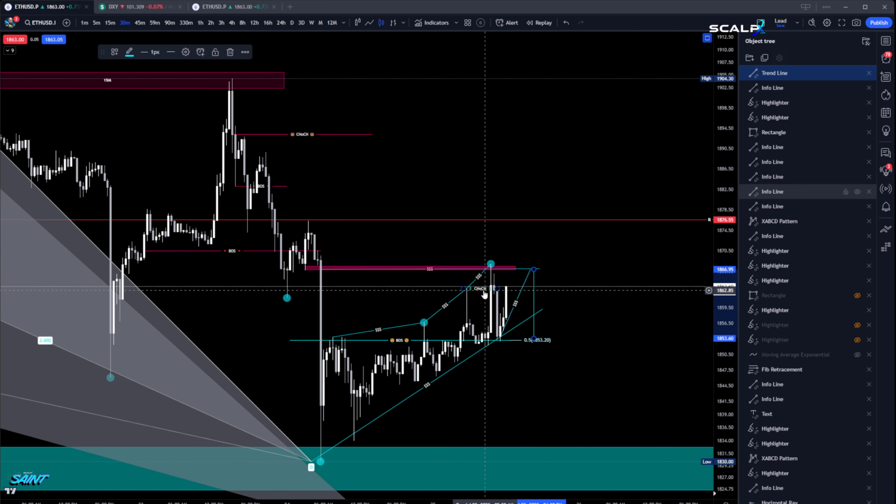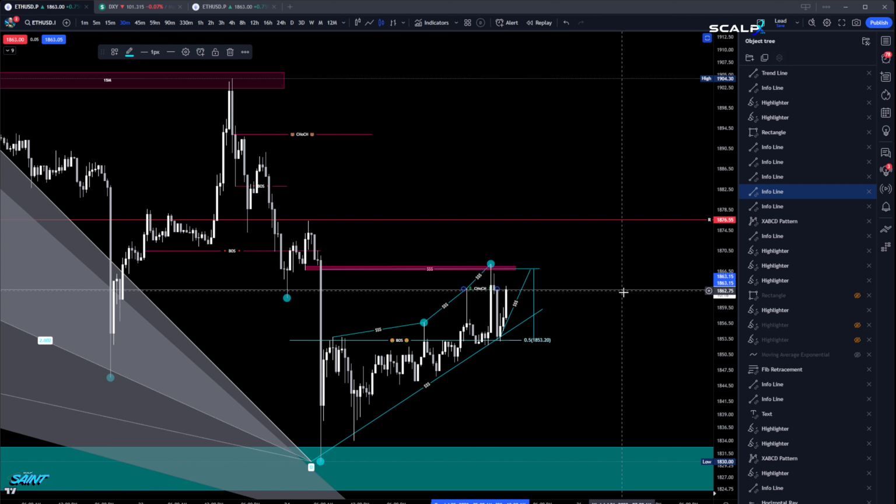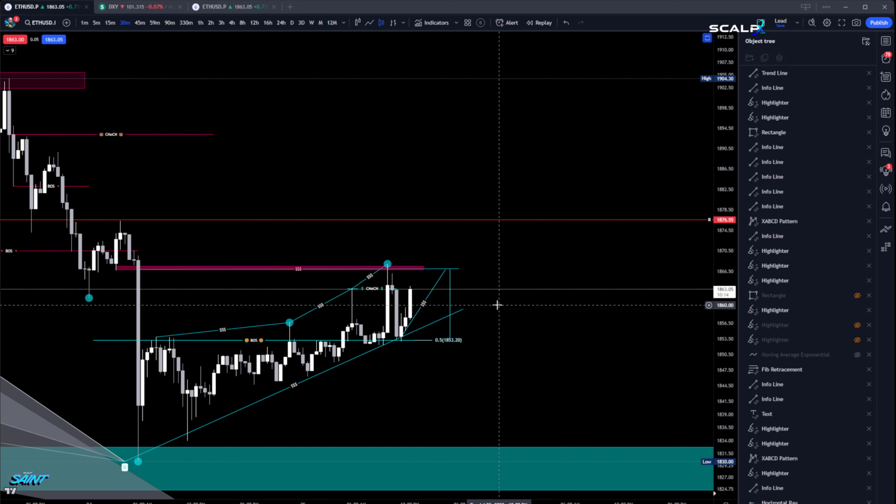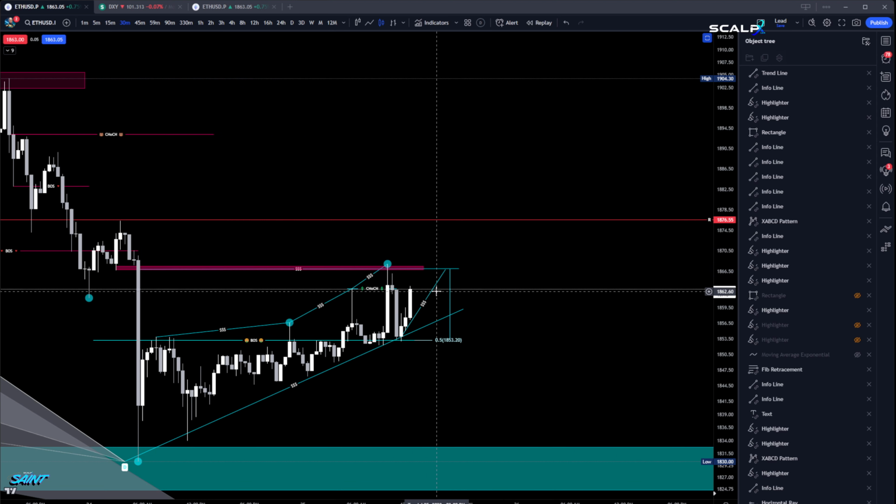Yep, it's coming right up to that change of character where it was also a break of structure. And it's doing the same thing. It wants to make this liquidity.